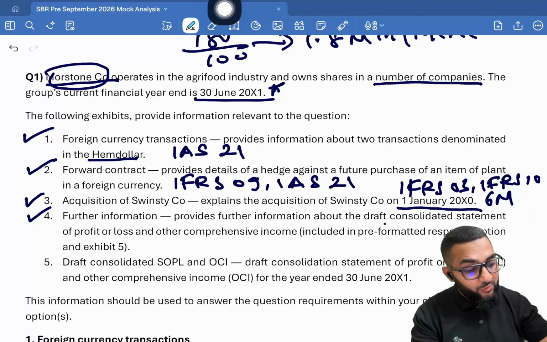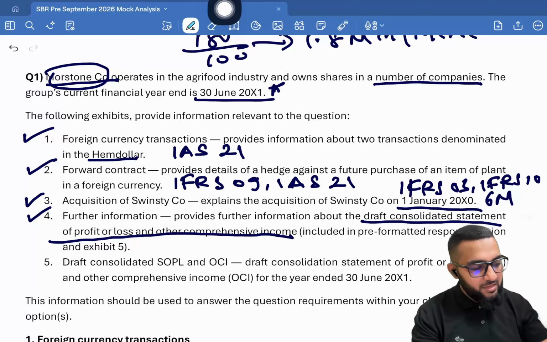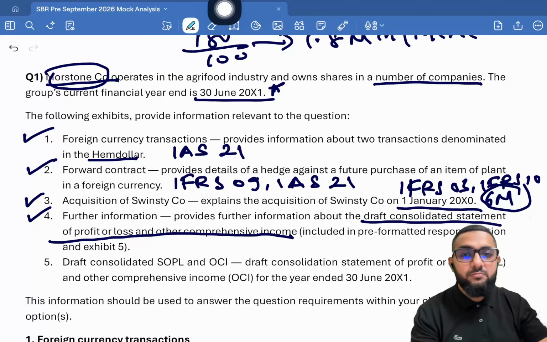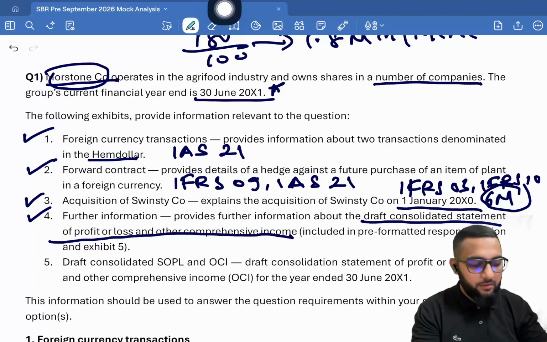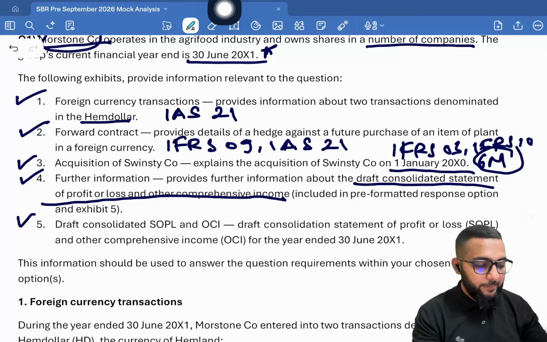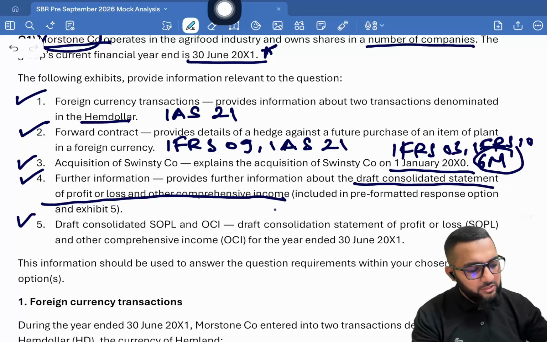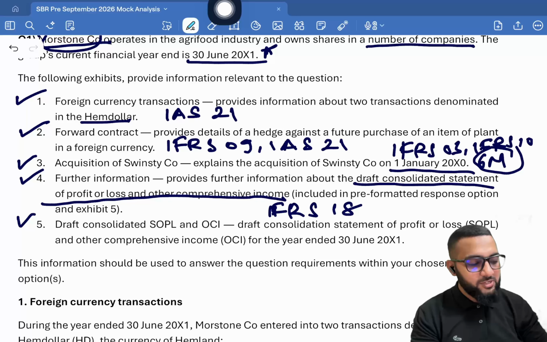Okay, now we know that it's going to be the draft consolidated statement of profit or loss and other comprehensive income that you are supposed to work with. Then this timing becomes very important, where consolidation, if at all, is done based on the proportionate timing. Then the fifth exhibit is the draft consolidated SOPL and OCI. So here IFRS 18 is applicable because that's applicable throughout, for all the calculations, presentations, recognition.